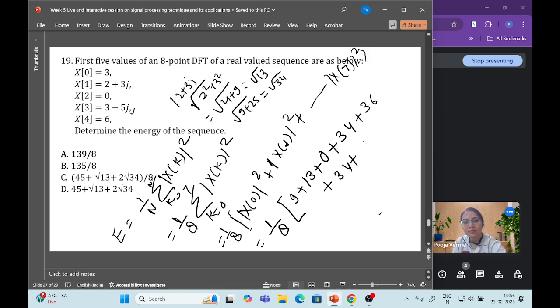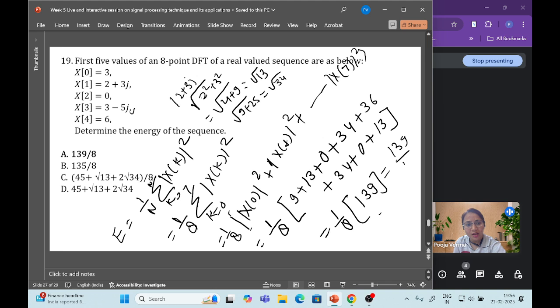Now x of 6, right? x of 6 is 0, so 0 only. And next x of 7, that is 2 minus 3j, so that will be 13 only, right? Now add all these values: 9 plus 13, 22. 22 plus the rest, if you add all those things, you will get 139. You can add it. So 139 divided by 8 is the correct answer for this question. That is option A.